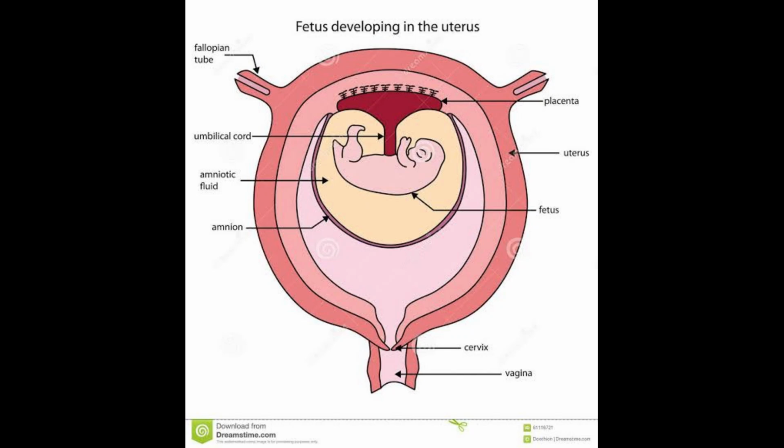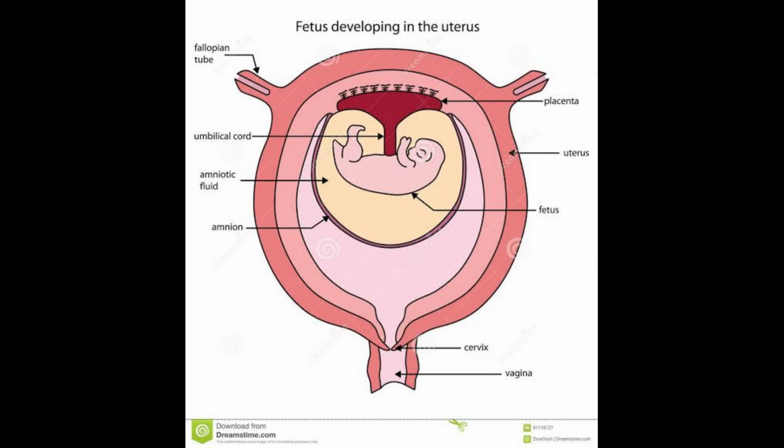Then, like I said earlier, endometrium is the innermost layer of the uterus that thickens and sheds during the menstrual cycle. Then we have myometrium, the middle layer of the uterus, made up of smooth muscle that contracts during labor. And we have perimetrium, the outermost layer of the uterus that covers the uterus and keeps it in place.